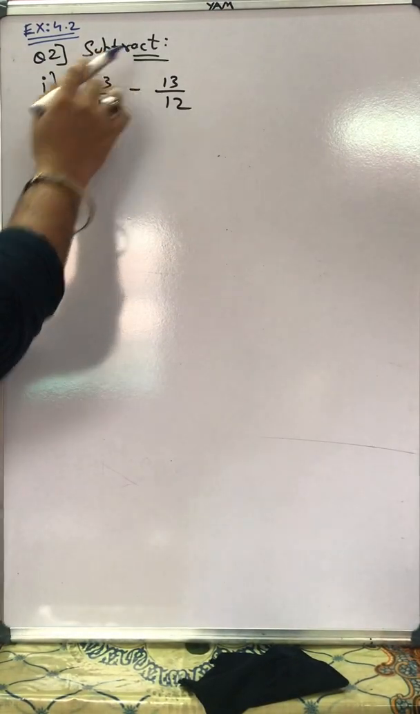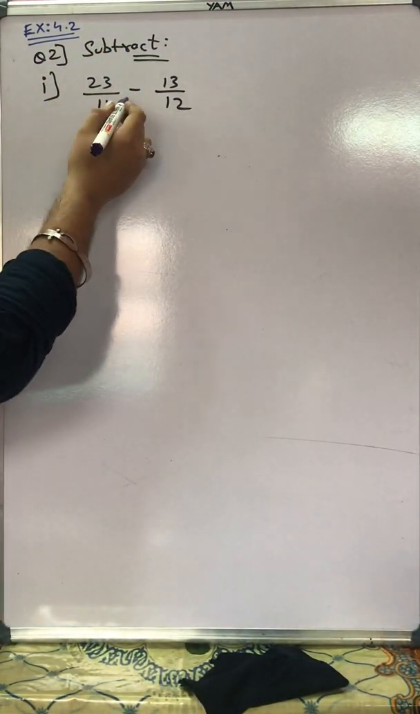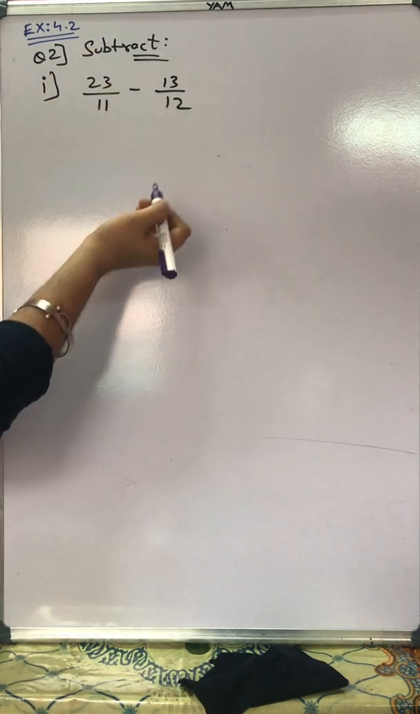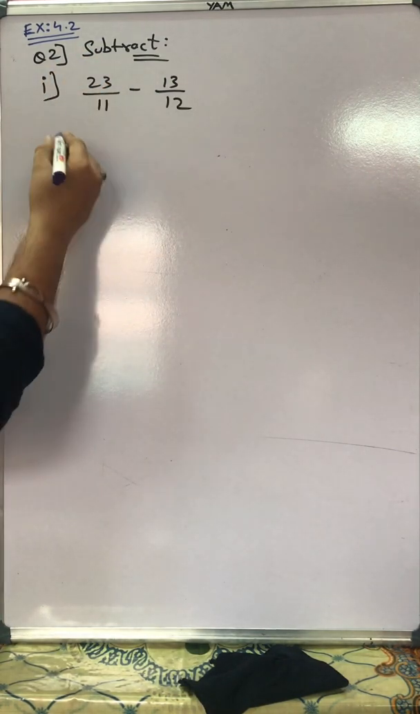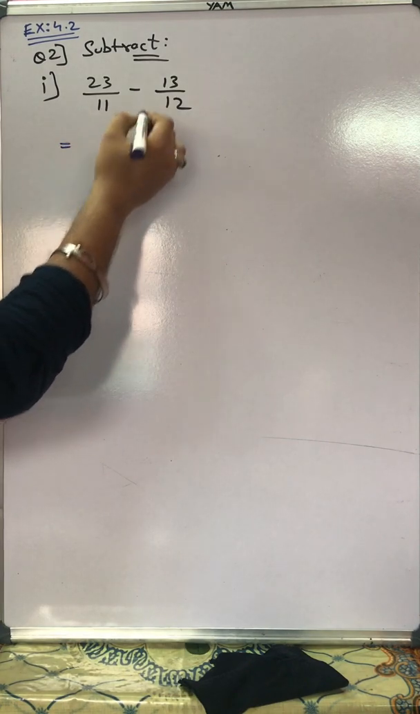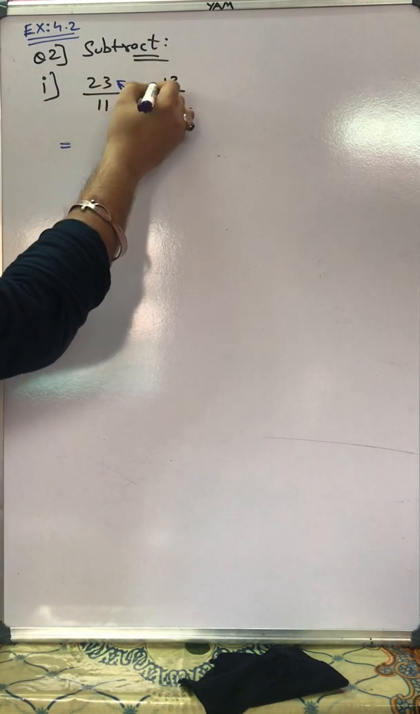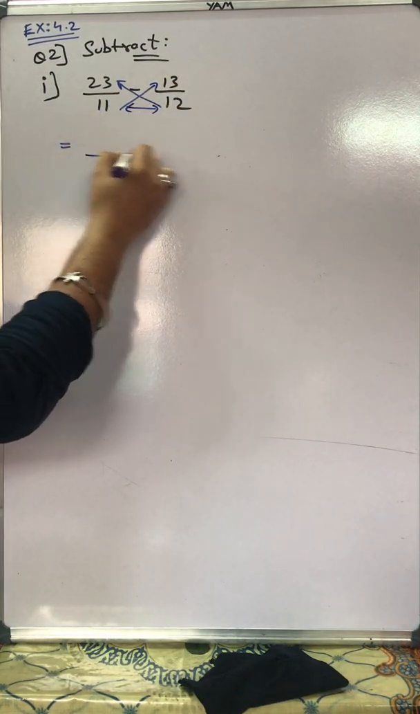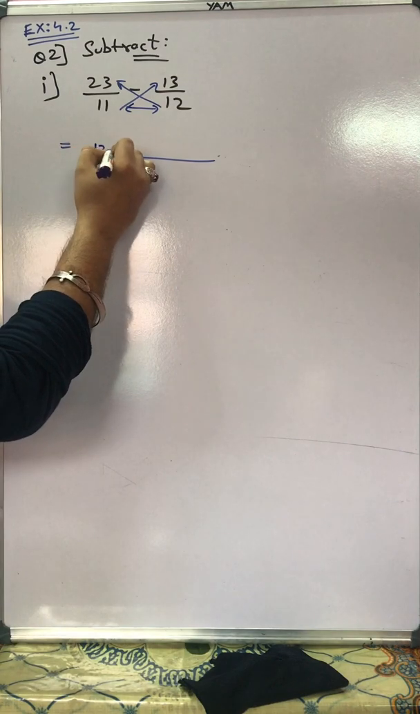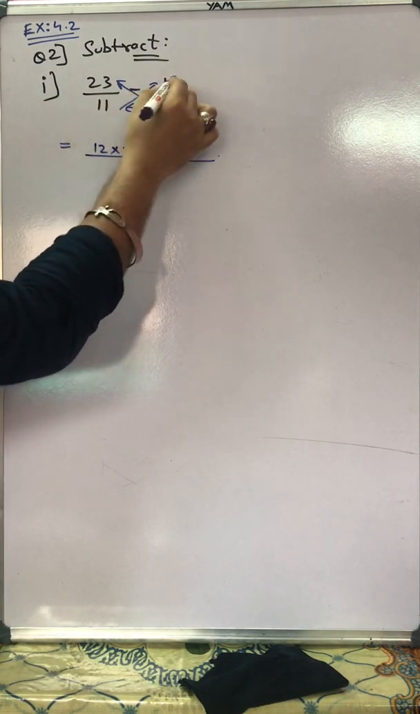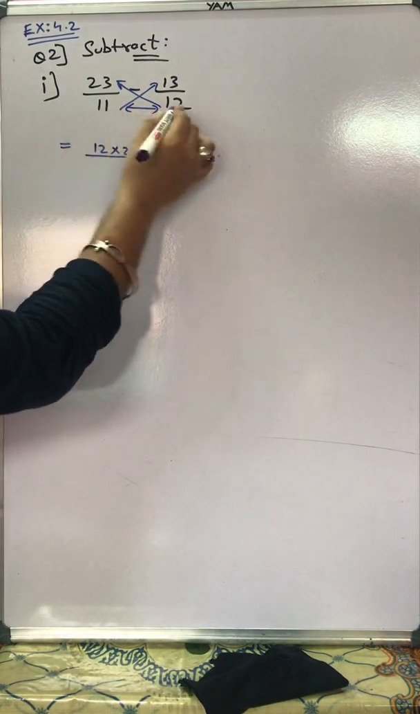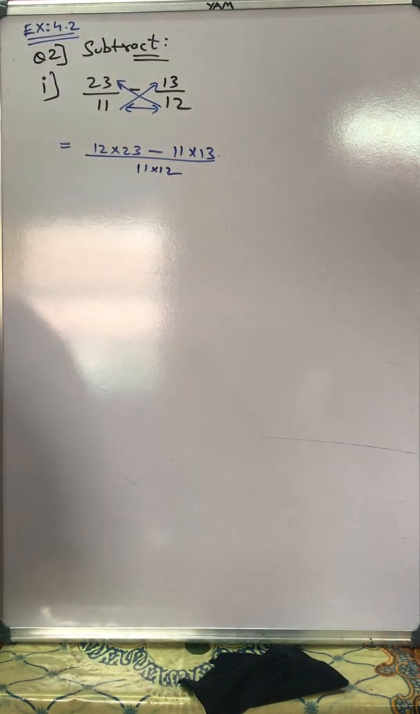Now question number 2, it's subtract. Sub question I, 23 upon 11 minus 13 upon 12. Same logic, exactly the same. The only thing is now we have a minus sign. The previous question was add, now it's subtract. I'll multiply this 12 with 23, and I'll multiply this 11 with 13. In between minus will come, and these two denominators will be multiplied. So 12 multiplied by 23 minus 11 multiplied by 13, the whole upon 11 multiplied by 12. So simple. Let's do it.